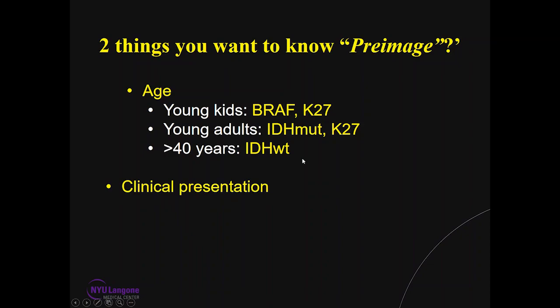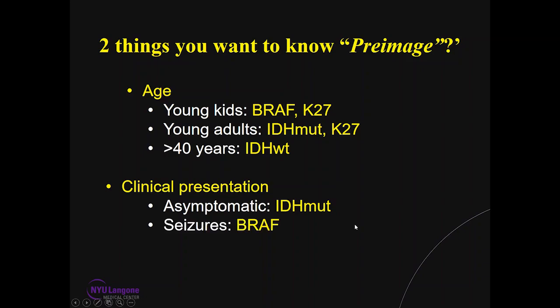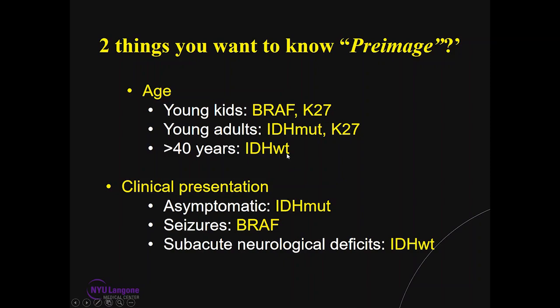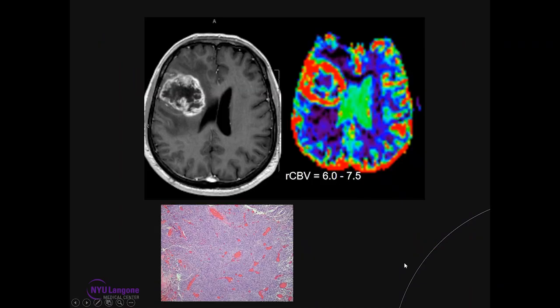So that's important. And then the second thing, which is really important, again, from a glioma molecular subclassification system, is the clinical presentation. The majority of IDH mutated tumors, which occur in young adults, are asymptomatic. Whereas BRAF tumors, WHO grade 1 tumors, majority of them occurring in young kids, usually present with seizures. And the majority of IDH wild type gliomas, presenting in older patients, usually present with subacute neurological deficit. These are important aspects to keep in mind before you even start looking at the images.